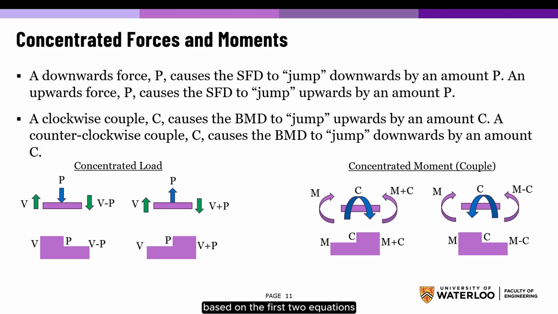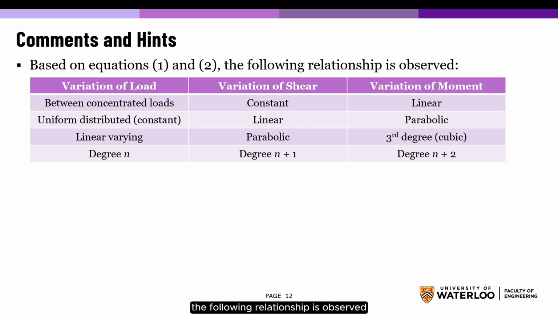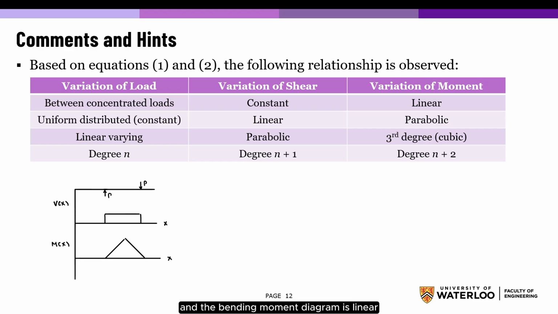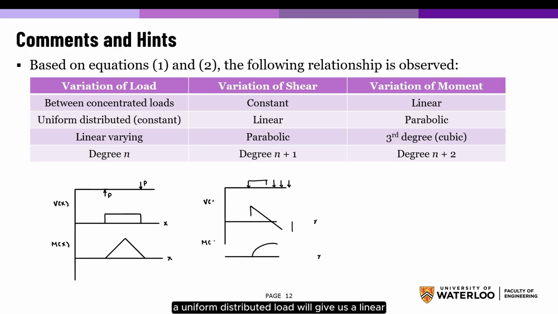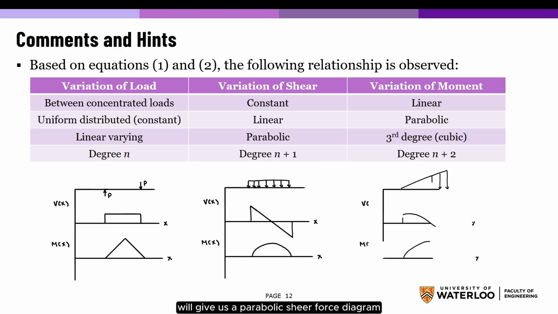Based on the first two equations, the following relationship is observed. If we have a concentrated load, the shear force diagram is constant and the bending moment diagram is linear. A uniform distributed load will give us a linear shear force diagram and a parabolic bending moment diagram. A linearly varying load will give us a parabolic shear force diagram and a cubic bending moment diagram. In general, if we have a load that's degree n, the shear force diagram will be degree n plus 1, and the bending moment diagram is n plus 2.